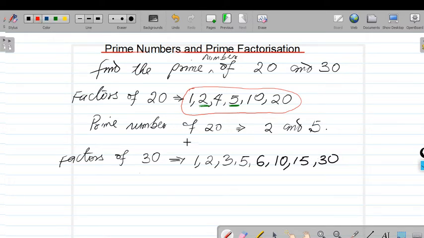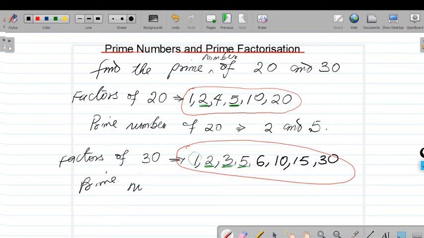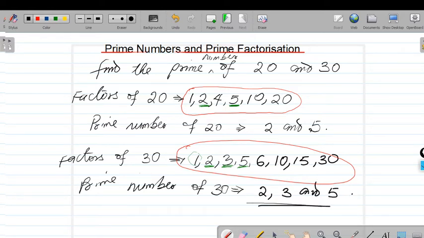Then among these factors of 30, which of them are prime numbers? 2 is a prime number. Remember, we can't say 1 is a prime number because 1 doesn't have 2 factors. So 2 is a prime number, 3 is a prime number, and 5 is a prime number. All the others are not prime numbers. So the prime numbers of 30 are 2, 3, and 5. So this is how we find the prime numbers.